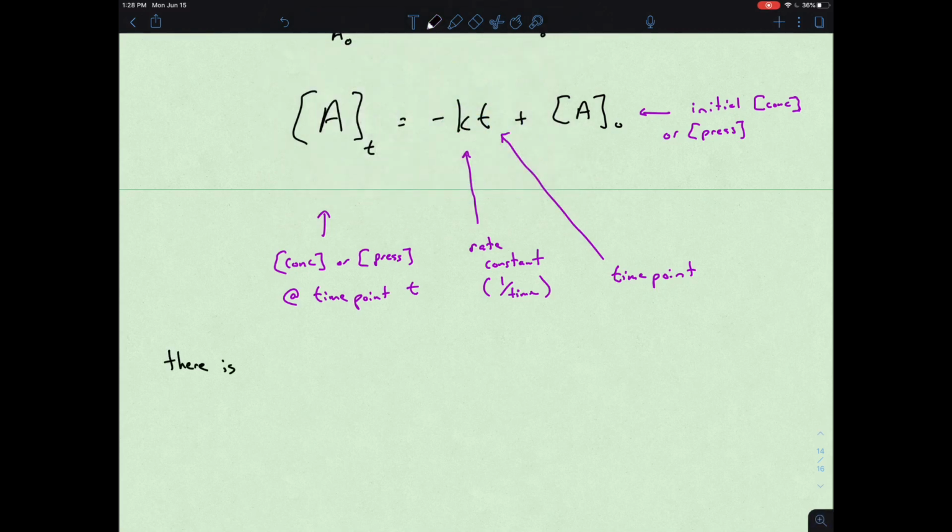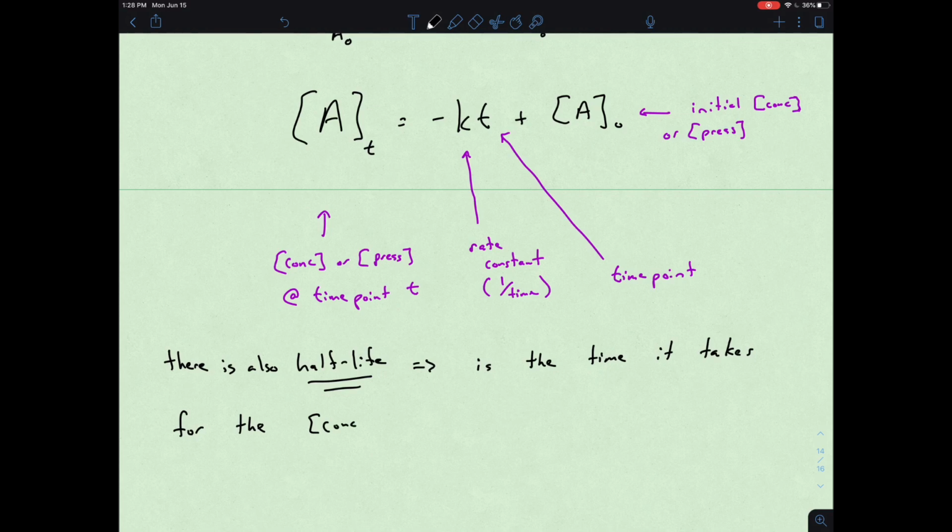There is also half-life. Half-life is the time it takes for the concentration or pressure of a molecule to drop by 50%.